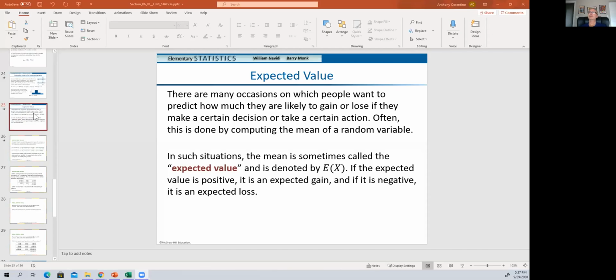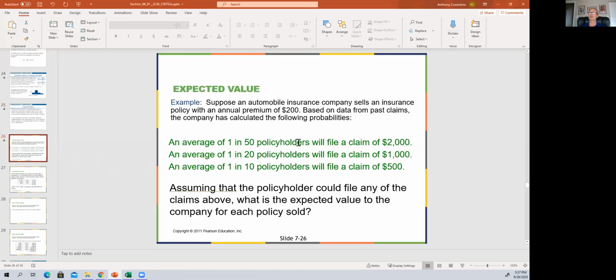So let me show you the slides here, and we'll walk through one of them. This is an example of expected value. When you do expected value, you could hit negative or positive at the end of it. If it's positive, then you're actually making money. And if it's negative, you're actually losing money. So here's a simple example for insurance.